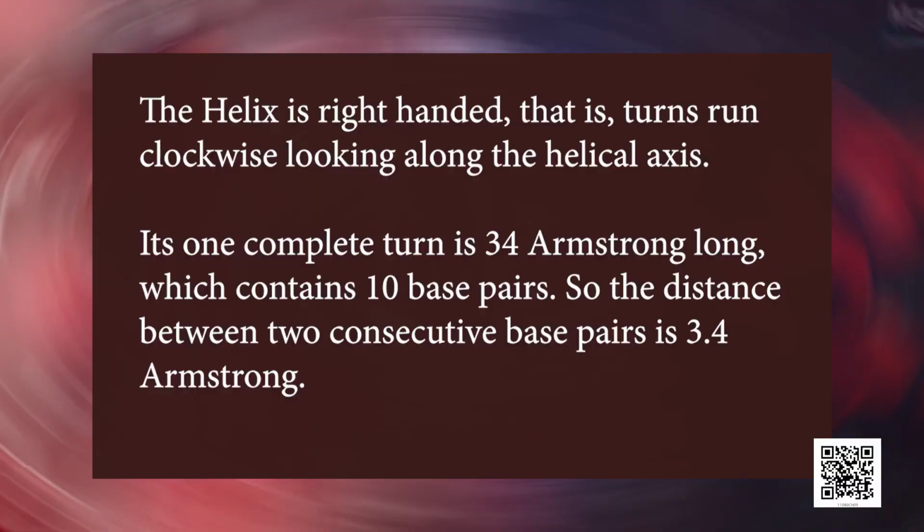The helix is right-handed, that is, the turns run clockwise looking along the helical axis. One complete turn of a DNA helix is 34 angstrom long, which contains 10 base pairs. So, the distance between two consecutive base pairs is 3.4 angstrom.